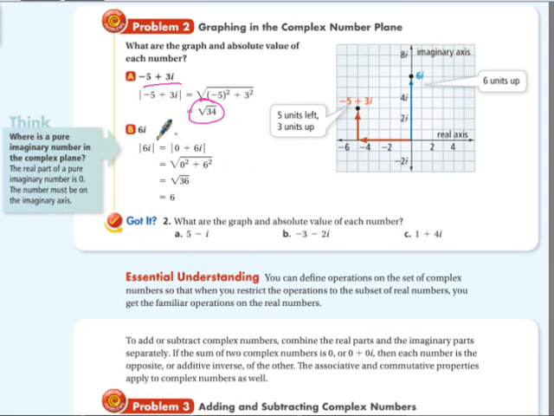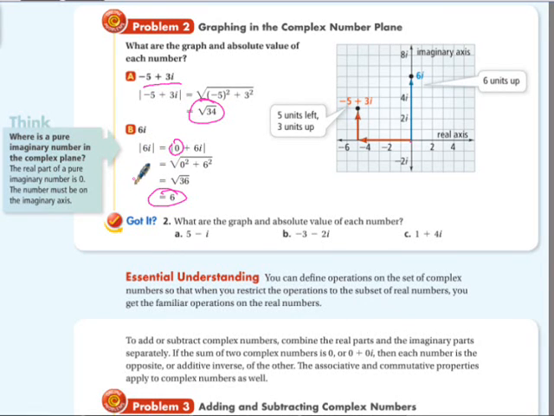All right, let's take a look here. 6i, this is part B in blue. All we're doing is graphing 6i. Well, that's there. It has no real value. It's a pure imaginary number. So we just go straight up to 6i. There it is. What's the absolute value of 6i? Well, the a value is 0. 0 squared is 0. The b value is 6. 6 squared is 36. So the square root is 6. So the absolute value of 6i would be 6.